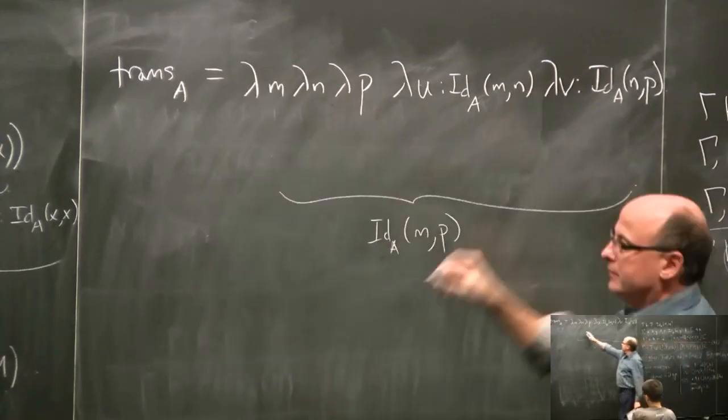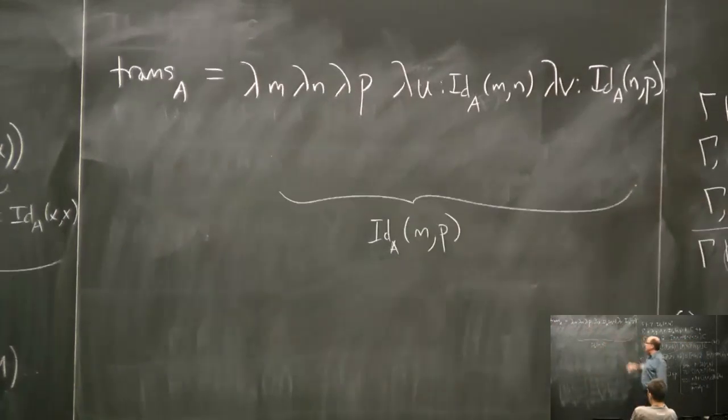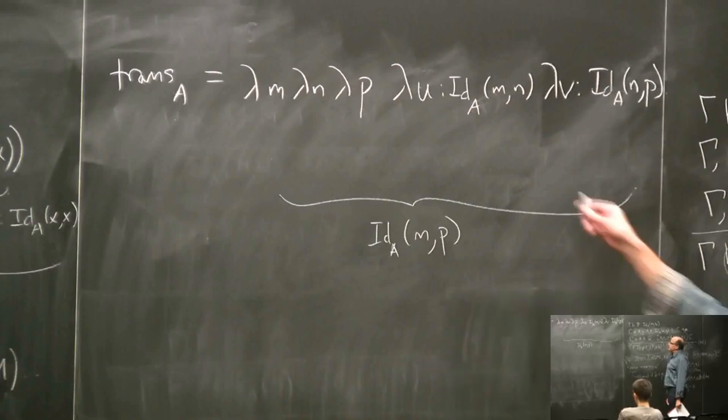So this will be my trans MNUV. Okay, that I've written over here. This is what I need to write down. So the question is now, how do we do this?